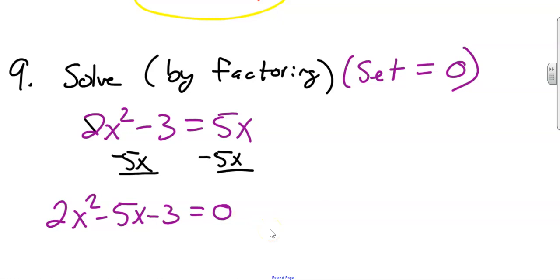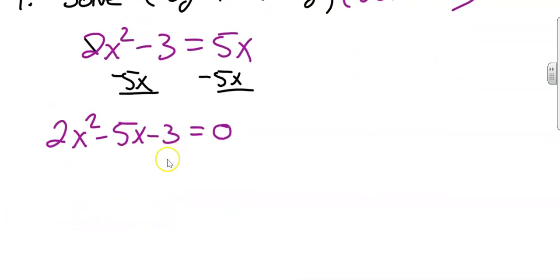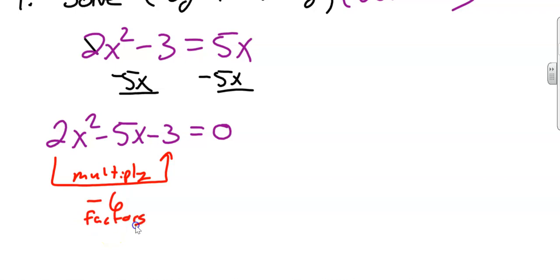Okay, once it's equal to 0, it's just a normal regular factoring problem. Now that you're here, it's 3 terms on the left-hand side. The first term is not 1, so you're going to do the AC method. So we're going to start off multiplying 2 times negative 3. 2 times negative 3 is negative 6, and that's what we've got to find the factors of. The sum is going to equal negative 5.